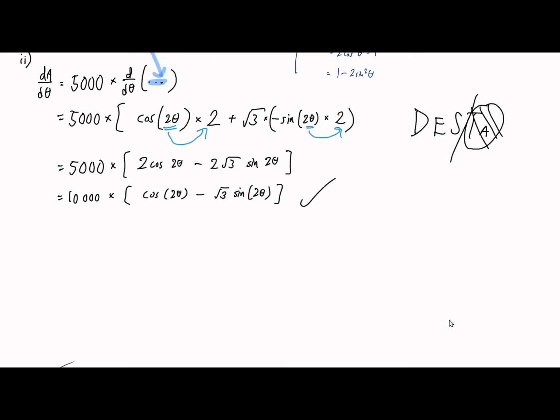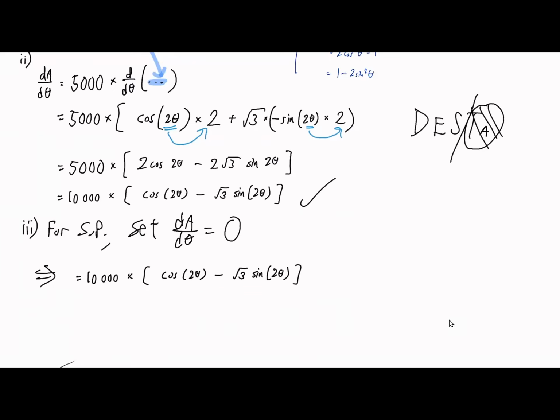Differentiate, done already. Then equate to 0 for stationary point. For SP, set dA over d theta equals 0. You don't have to use the word set. I can use equate or anything that makes sense. Okay, equal to 0 exactly. So therefore, you get this expression over there. Oh, please drop the equal sign. Equal should only appear one time in one row in the best presentation.